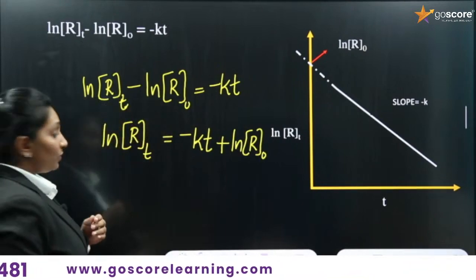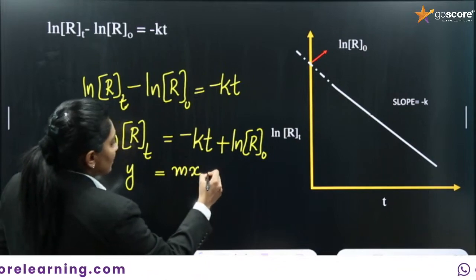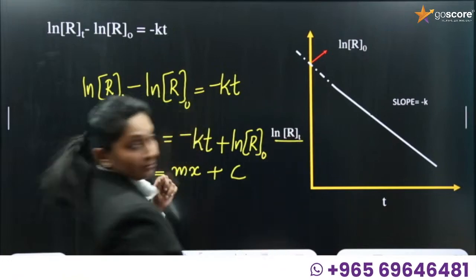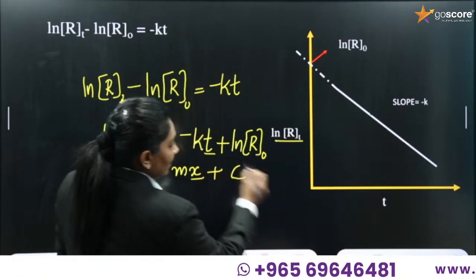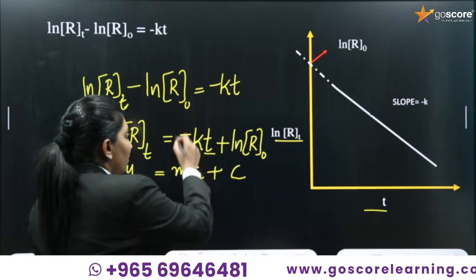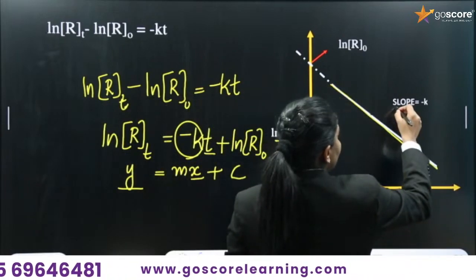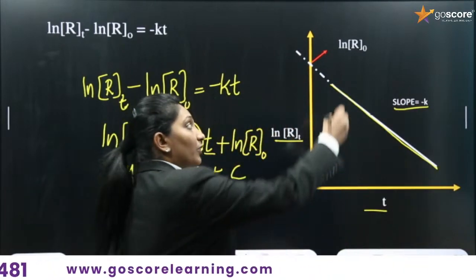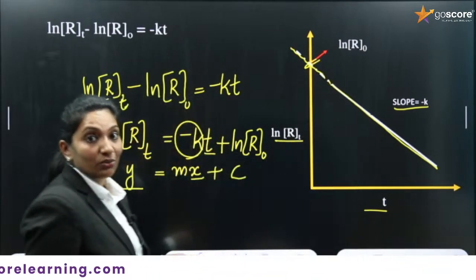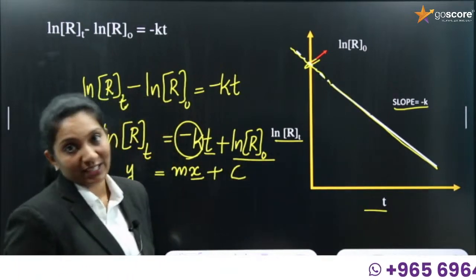And so that is y equals mx plus c. What are we taking on the y-axis? It is ln Rt. What on the x-axis? It is time. Here the y-intercept is ln R0 and the slope is minus k. So you are getting a line with negative slope like this, with slope minus k. And when you extrapolate the graph to the y-axis, the point where the line coincides with the y-axis is the y-intercept, that is ln R0.